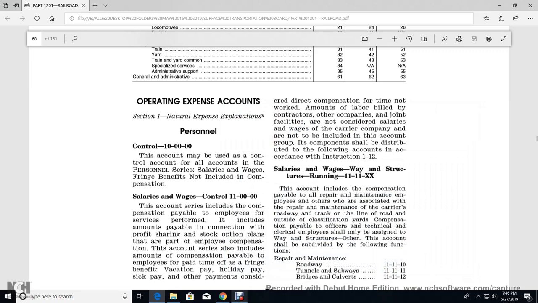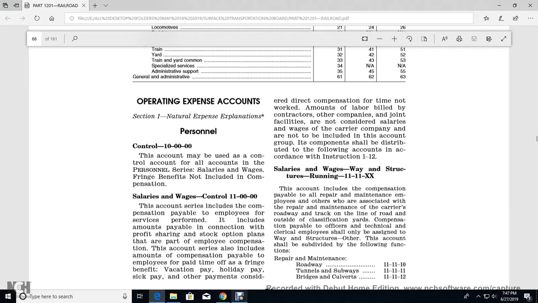Operating expense account, section 1, natural expense explanation. Personnel control 10,000. Account based on the control account with the personnel salary, wages, fringe benefits included with the compensation, salary, wages. Control 11,000. Account series include the compensation payable to employees for service performed, including the amount payable in connection with the profit sharing and stock options as part of employees' compensation.